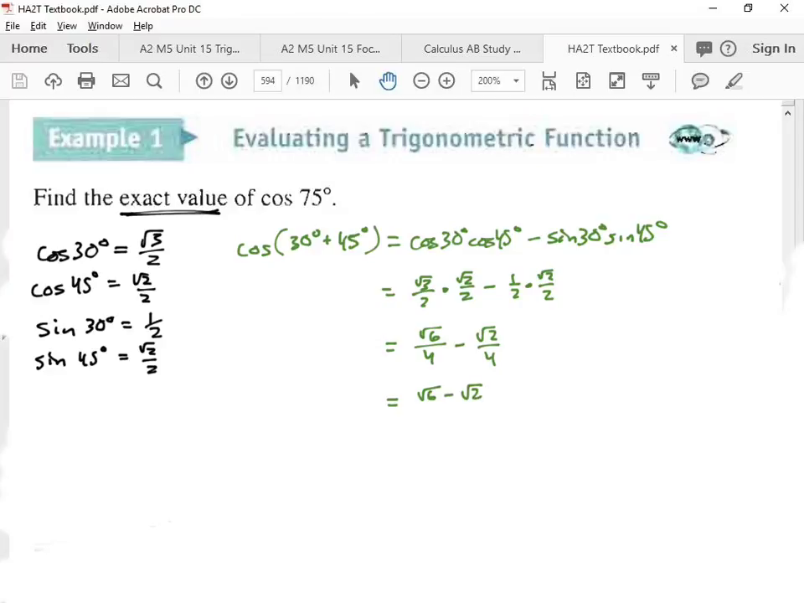You got that in the back there? Yeah. Common denominators when you subtract. Okay, just make sure. So this is your answer. That is the exact answer.